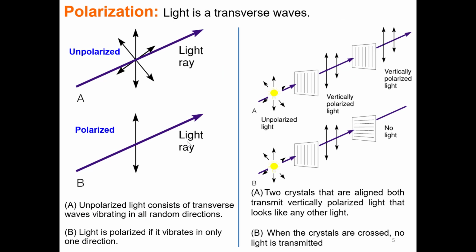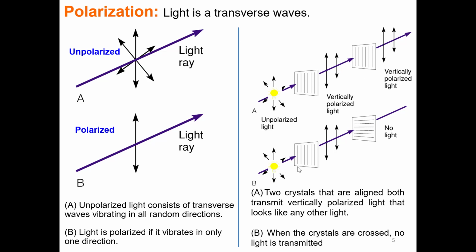Now we have another phenomenon associated with light, which is polarization. In the first picture, we have unpolarized light. This consists of vibrations of the light in all directions. In the second picture, we have polarized light, meaning the light vibrates only in one direction, in this case, the vertical direction. We have crystals that allow the light to pass only in one direction, for example, the vertical direction. And if we had two such crystals, at the end we will have light similar to the other light.